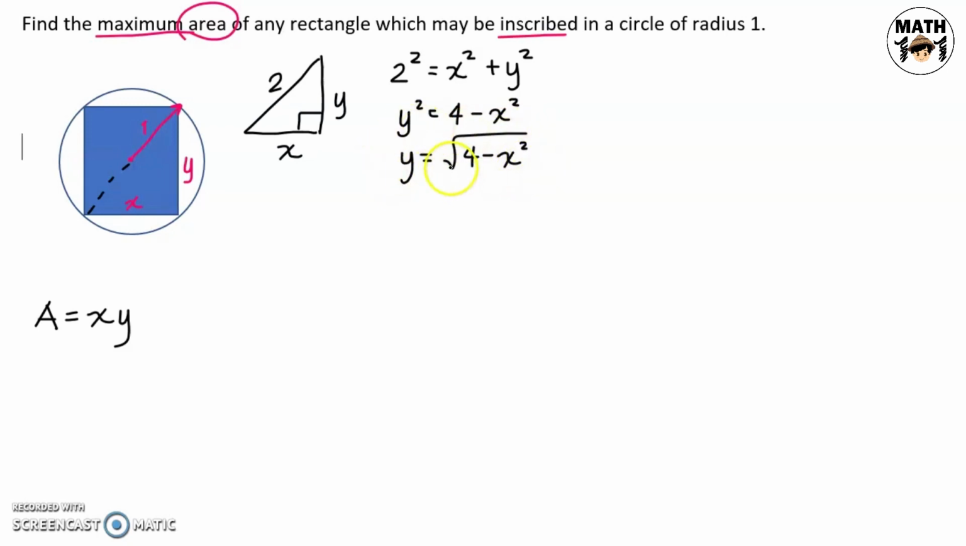Di ba pag kumukuha tayo ng square root, meron tayong positive and negative value. Pero for this problem, since dimension yung tinutukoy natin, hindi na natin gagamitin yung negative value. So, ang kukunin lang natin is yung positive value. So, palit na natin to dito sa ating equation or function. Area is equal to x times square root of 4 minus x squared.